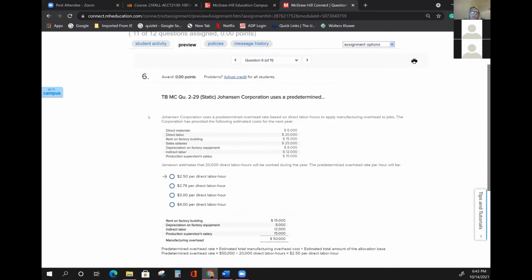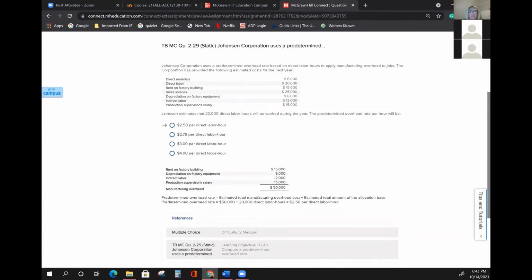Okay, now we have another list. It says the corporation uses a predetermined overhead rate based on the direct labor hours. So it's telling us what they use, the direct labor hours, to apply manufacturing overhead to the jobs. The corporation has provided the following estimated costs for the next year. Jameson estimates that 20,000 direct labor hours will be worked during the year.